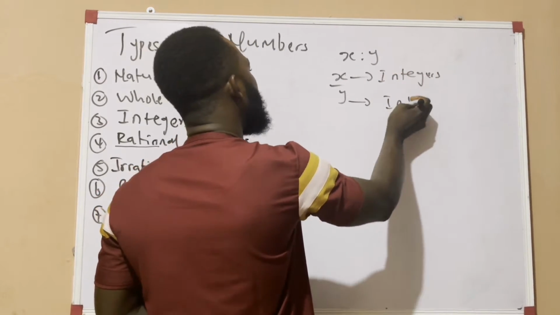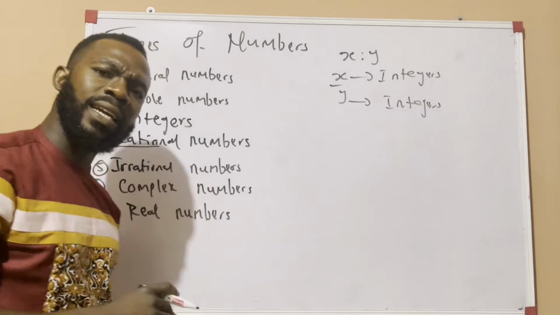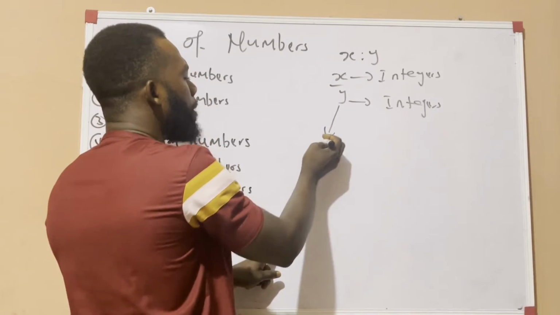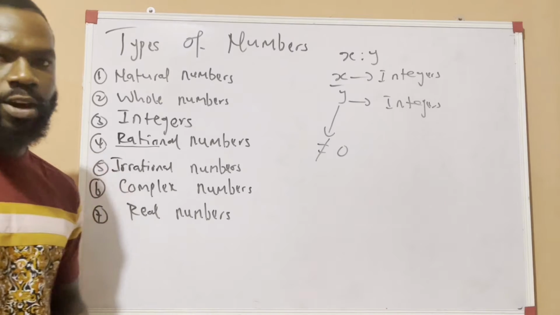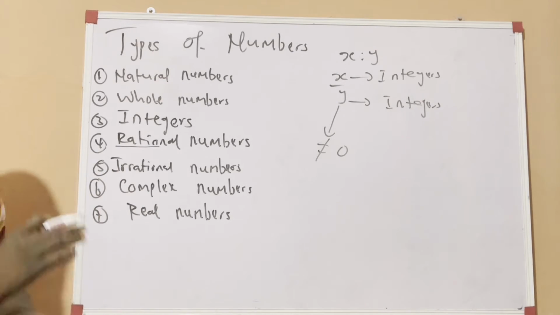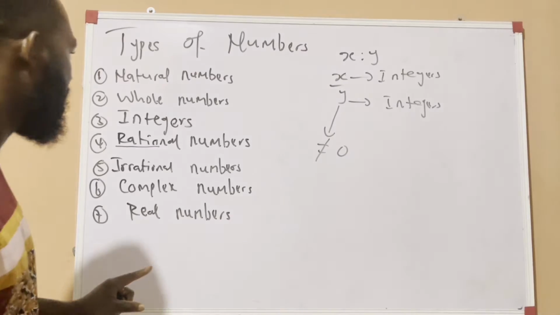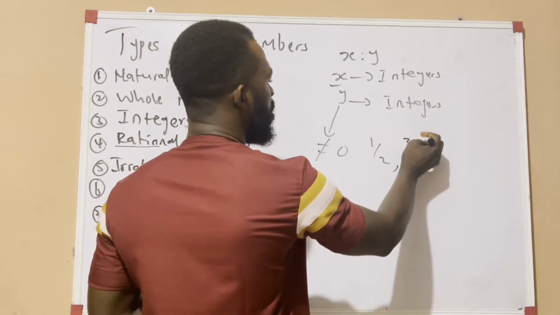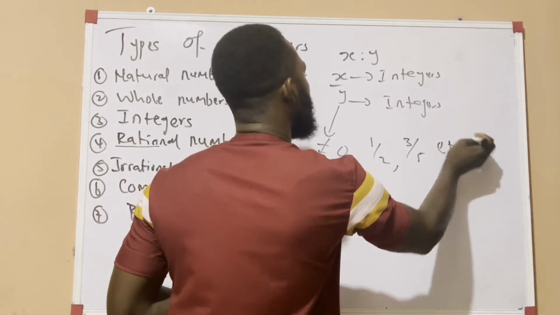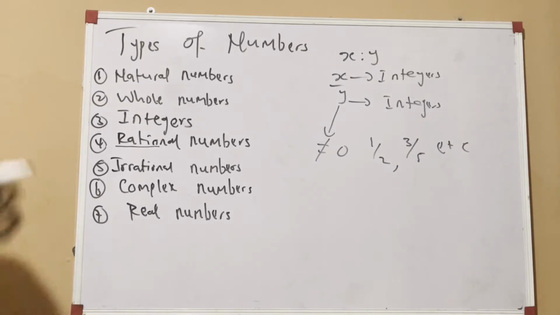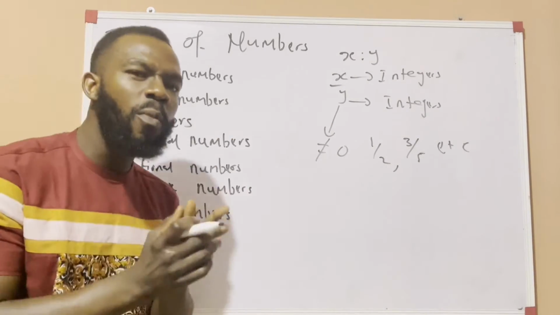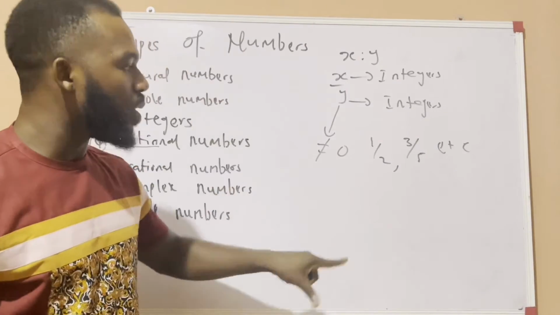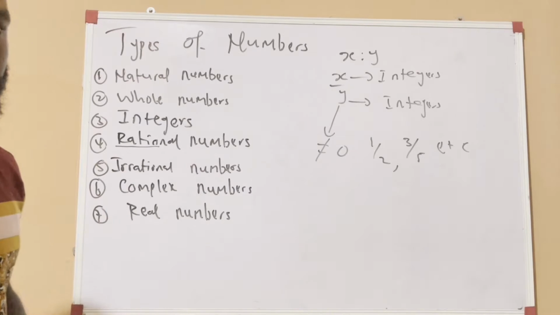Remember we said integers are either negative, 0, or positive numbers. Don't forget that. But your y must not be equal to 0. So good examples of rational numbers include 1 over 2, 3 over 5, etc. These are rational numbers. Like I said, rational numbers are written in the form of a fraction where the numerator and the denominator are integers, and the denominator is not equal to 0. Good.